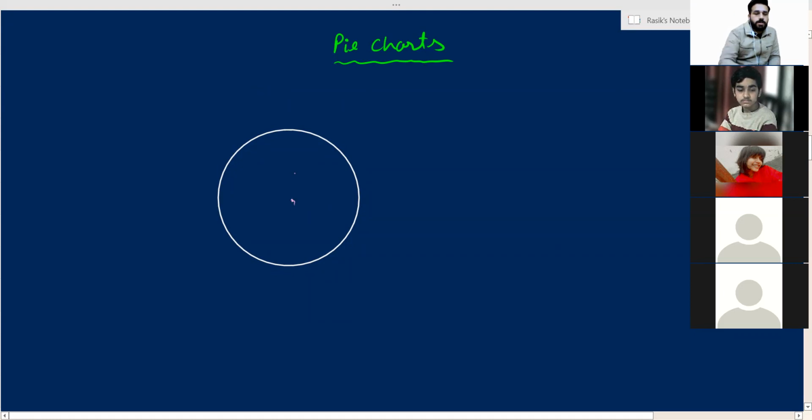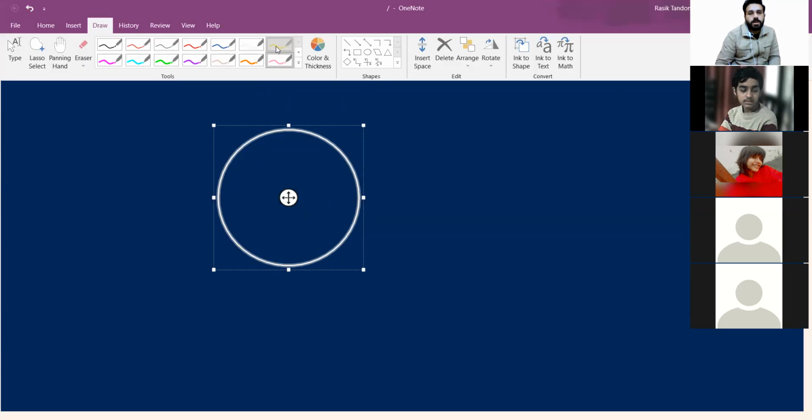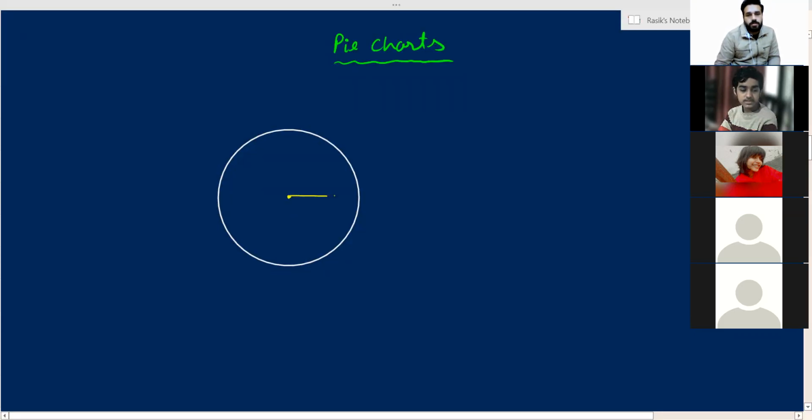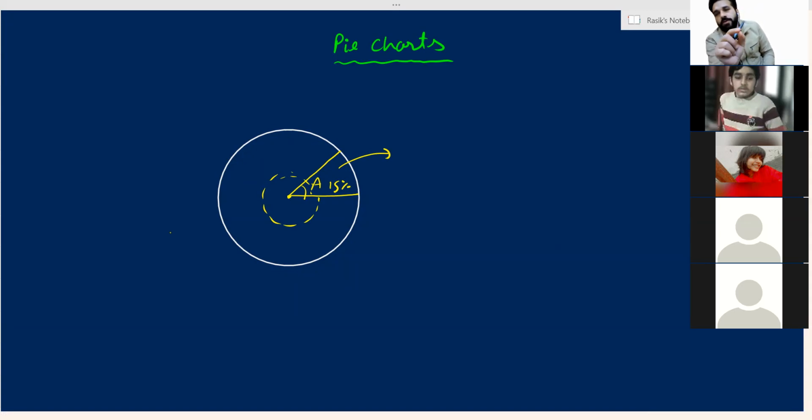Anyone? What concept should we use here? Do you know what is a complete circle? What is the angle of a complete circle? 360 degrees. So if I want party A to have a 15% share, a 15% sector, there should be a particular angle that I assign to this out of 360 degrees. This whole is 360 degrees. So out of this 360 degrees, according to the percentage, this should not be 15 degrees.